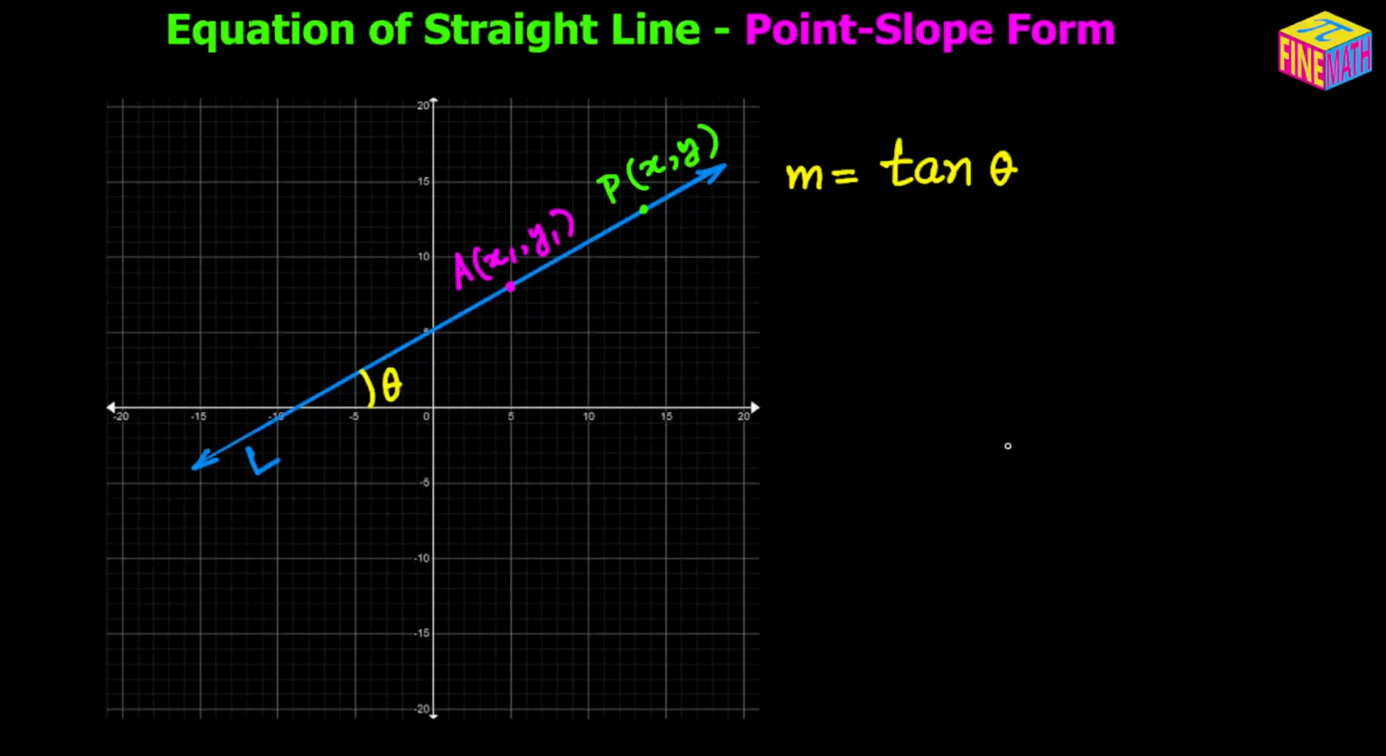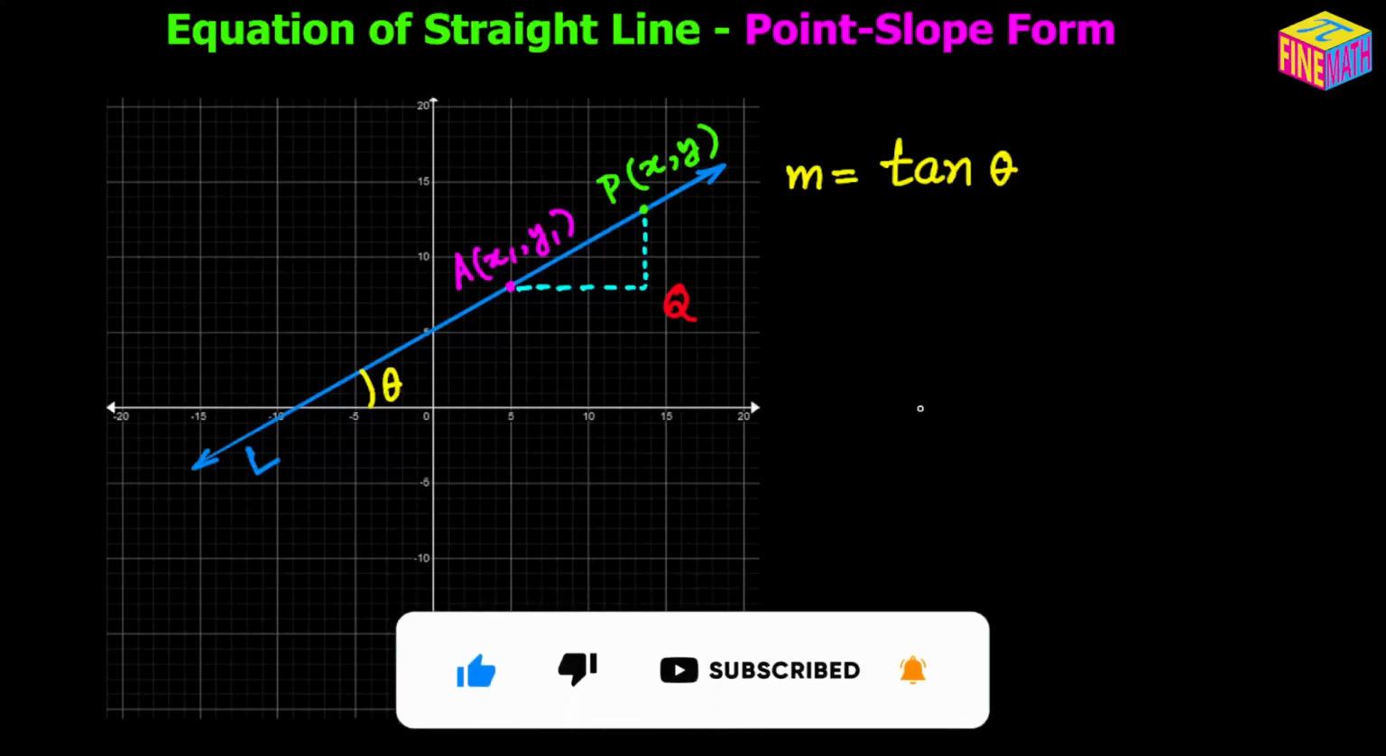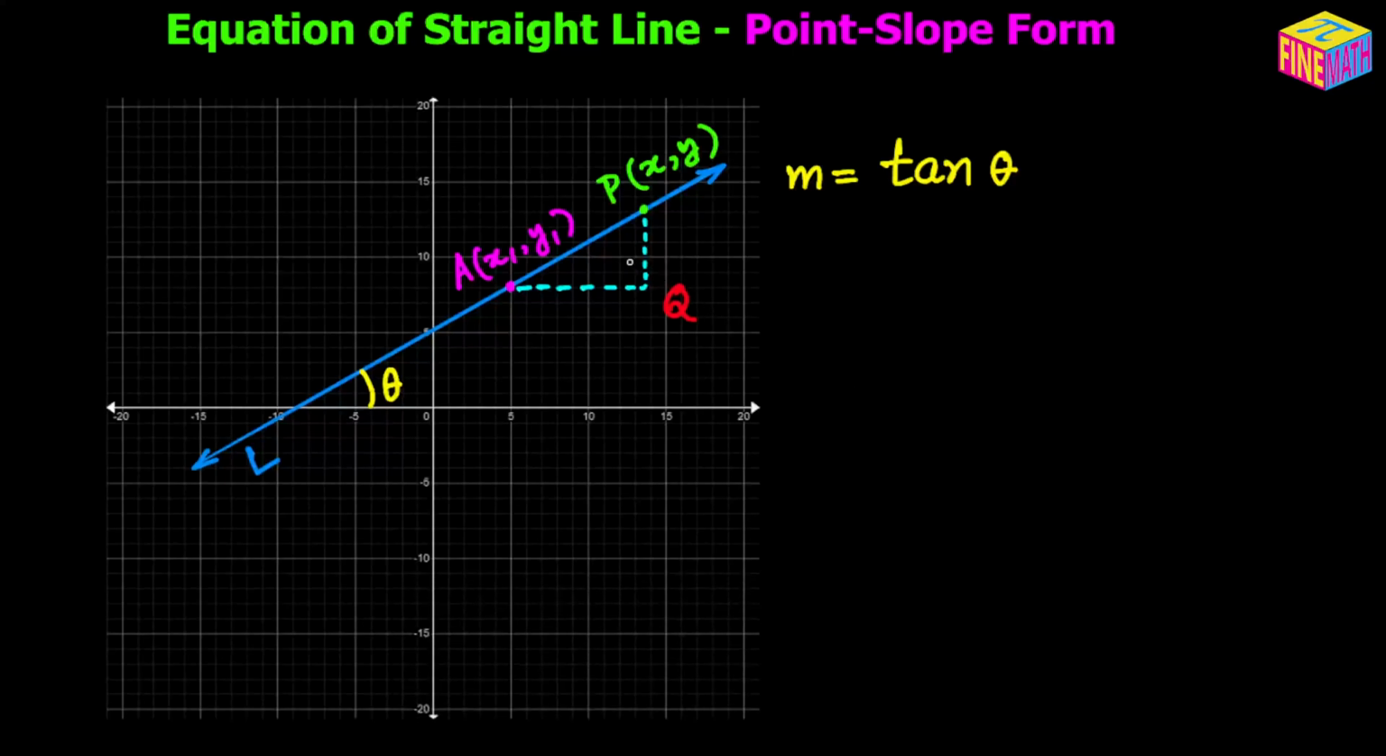So now I'm going to draw a quick little triangle here and then we'll go from there. So let me first draw the triangle. What I have done is drawn a line segment AQ which is parallel to the x-axis and another line segment PQ which is parallel to the y-axis. So that means the angle AQP, or PQA, would be a right angle. That means our little triangle APQ is a right angle triangle, right?